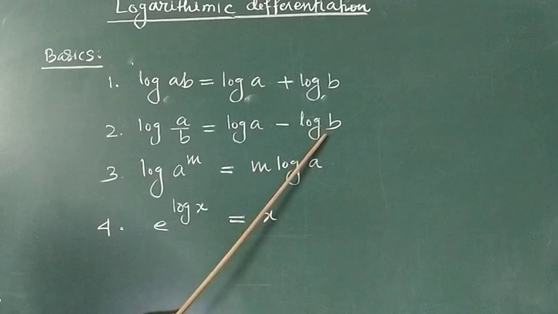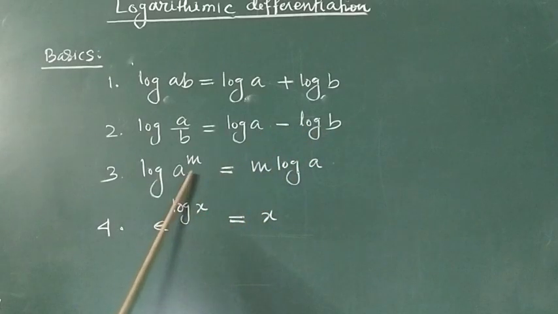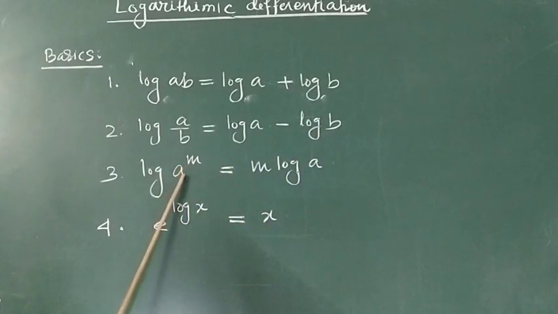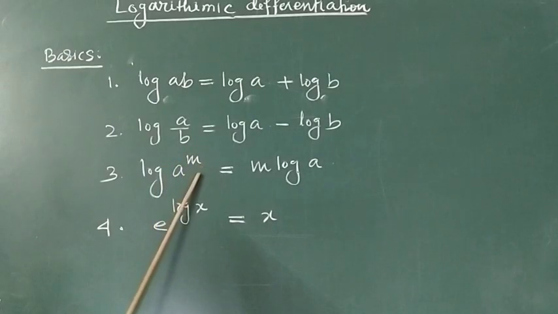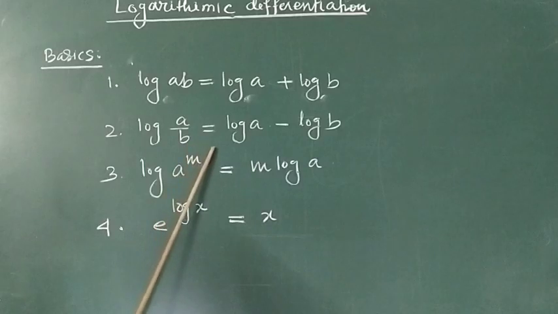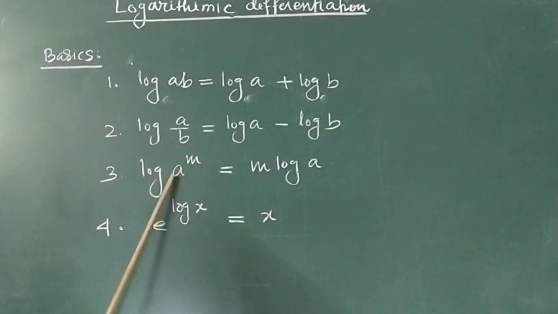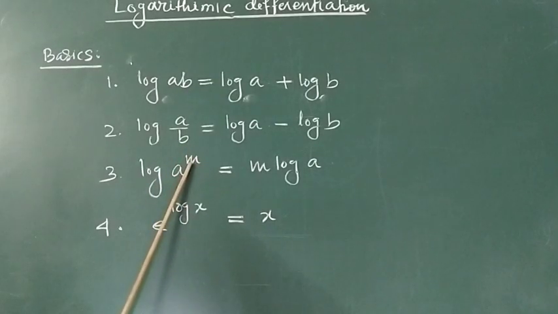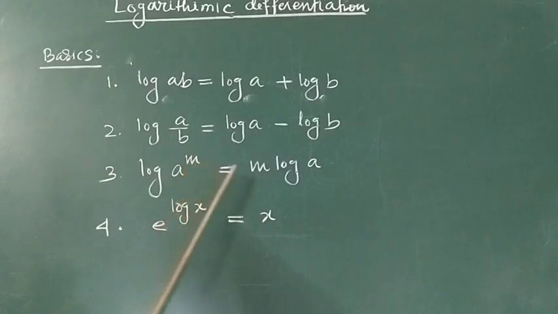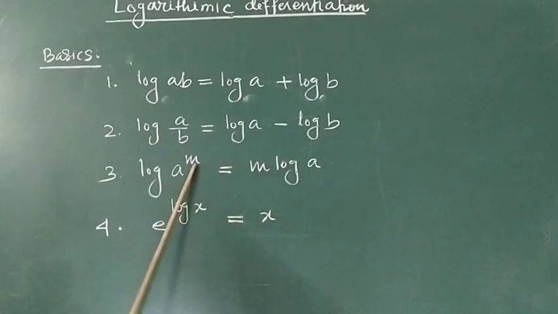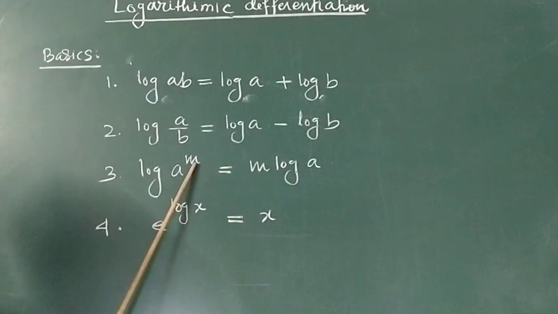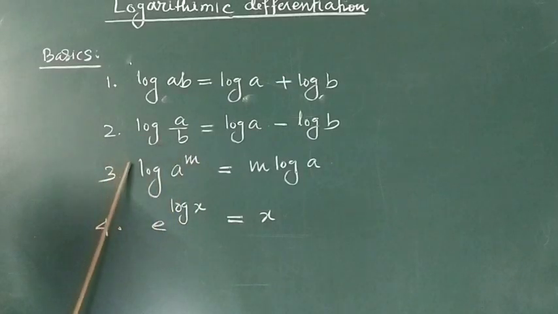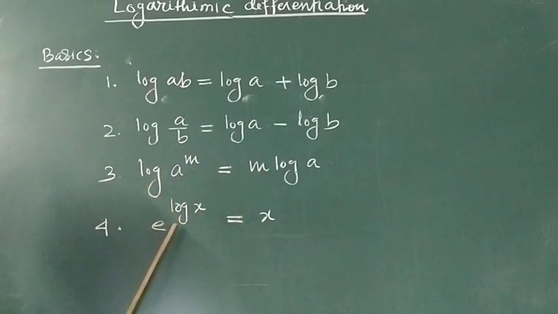Similarly, log A by B equals log A minus log B, and log A to the power m. When you find the logarithm of an expression in which one term is a power of another, that is a to the power m, then this particular m will be multiplied with the log. This m will come to the left and get multiplied. And this is very interesting.